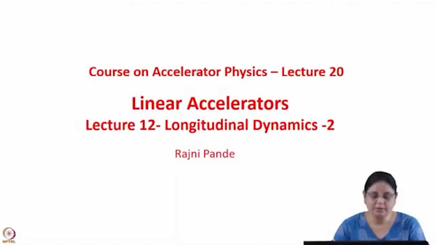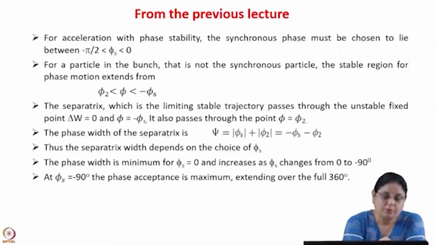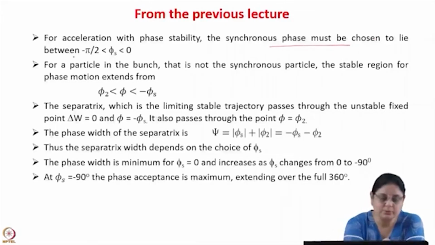And welcome to lecture 12 of module 2 of this course on accelerator physics. Today we will continue with our studies on longitudinal dynamics of particles. In the previous lecture we learned that for acceleration using time varying fields, for phase stability the synchronous phase of the time varying field must be chosen to lie between minus pi by 2 and 0.